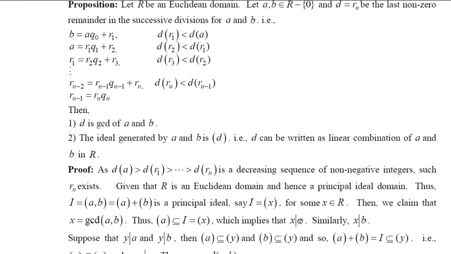Now we are left to prove the second condition of GCD. That is, suppose that Y is another common divisor of A and B. That is, Y divides A and Y divides B. If Y divides A, then A will be equal to Y into some number. But any multiple of Y is present in principal ideal Y. Therefore, A must be present in principal ideal Y. But the smallest ideal which contains A is principal ideal A. Therefore, principal ideal A must be a subset of principal ideal Y.